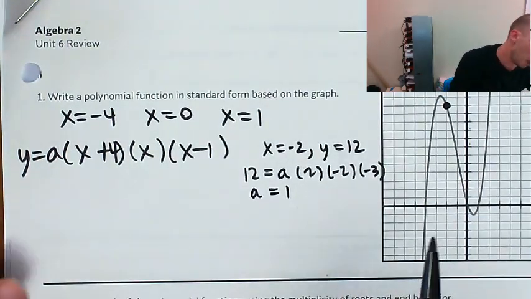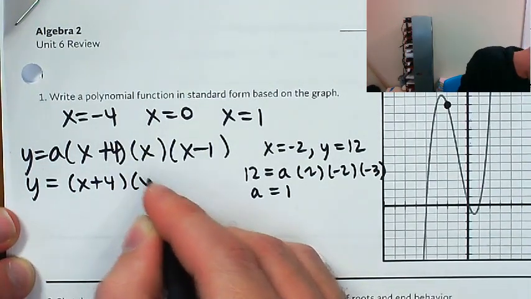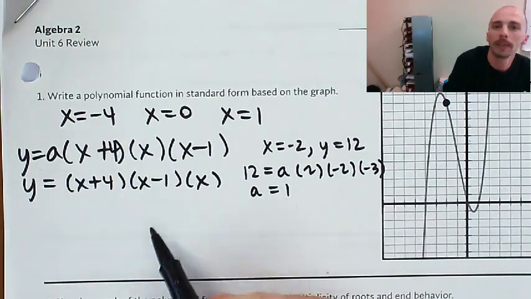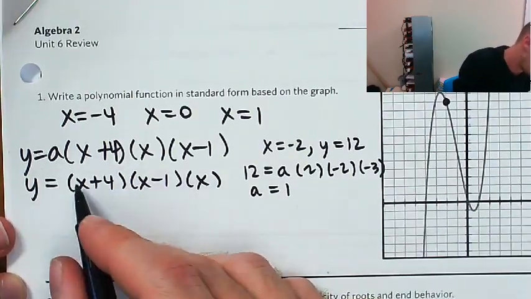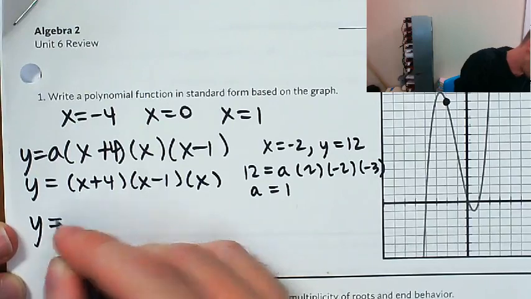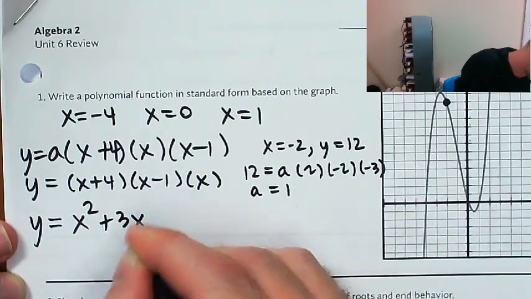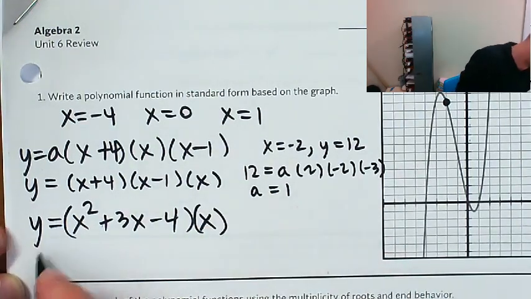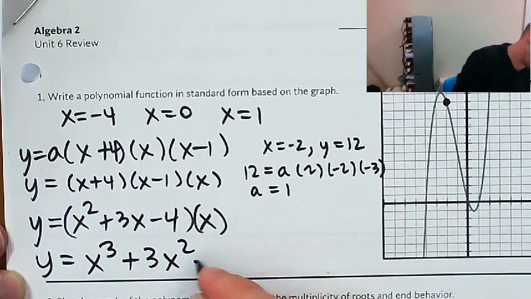All right, so now I'm going over here and saying y equals x plus 4 times x minus 1 times x. I think I'm going to multiply these two together, get that out of the way, and then distribute it in the x, because that sounds kind of easy, with A equaling 1. So if I multiply these together, I'm basically unfactoring, and I'm going to have x squared. I would add these two numbers, that's positive 3x. I would multiply these, that would be negative 4. I'm still multiplying that by x, and so my standard form equation will be x to the 3, plus 3x to the 2, minus 4x to the 1.